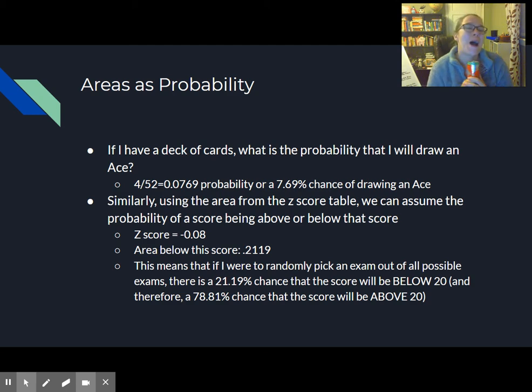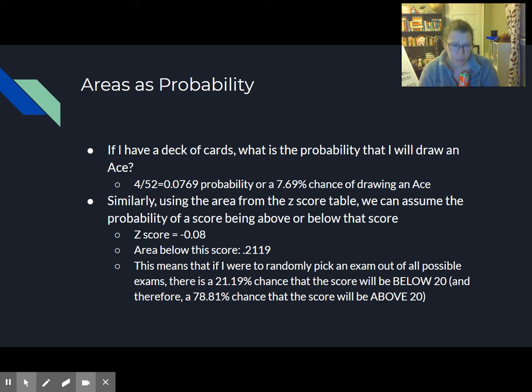But anyways, if I am looking for the probability that I'm going to draw an ace, I know that there are only 4 in the deck, and there are 52 cards in the deck. So I divide 4 by 52. What does that tell me? 0.0769 is my probability. It's a proportion of cards in there that are going to be an ace, which I can turn into a percentage, and that will tell me that I have a 7.69% chance of drawing an ace.